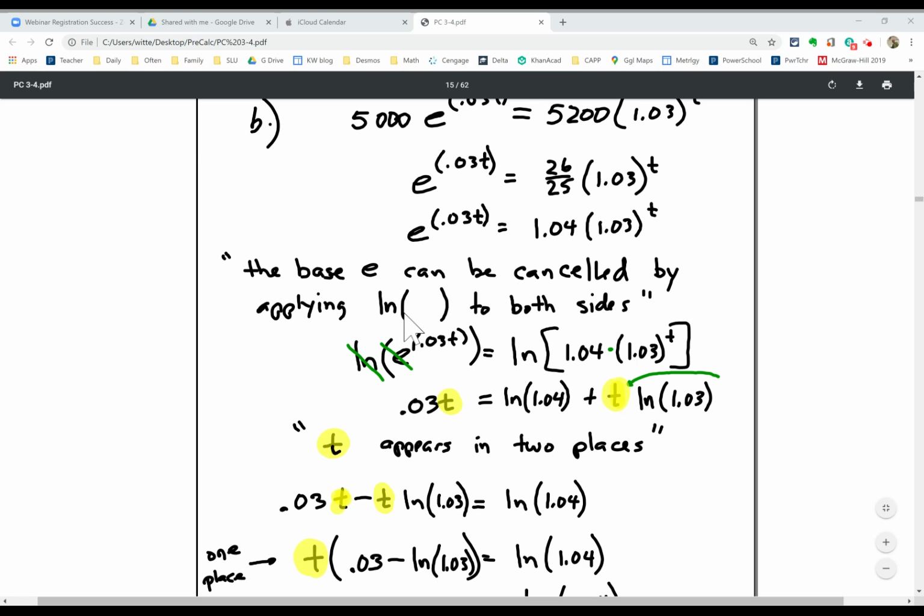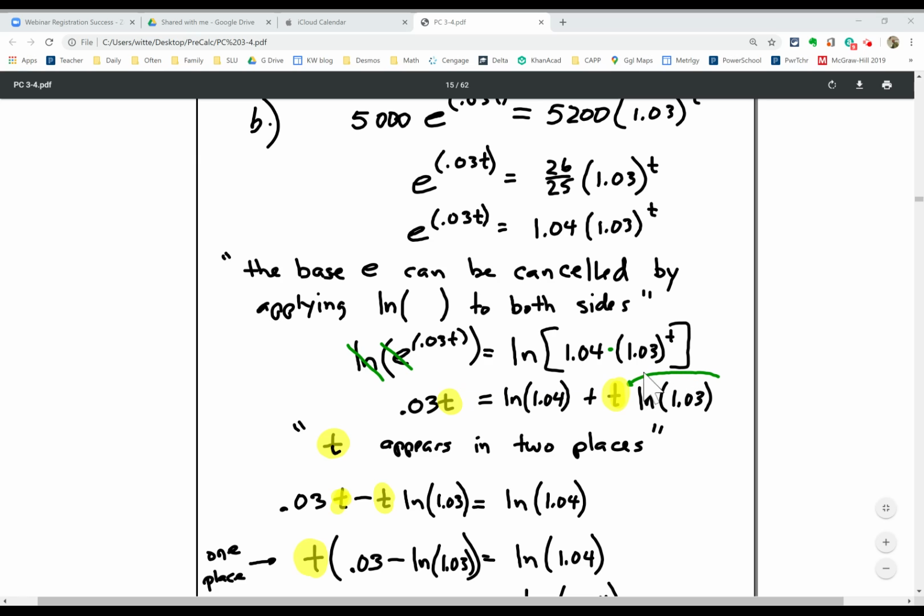We're going to undo the base e exponential on the left-hand side. We're going to take the natural log of both sides. On the left-hand side, we apply the natural log, and we have those inverse functions cancel each other out, and the exponent drops down to the normal line, and now we can see 0.03 times t. On the right-hand side, we're doing the same thing, but it's not quite as simple. We're taking the natural log of this product. Now, applying one of our three log properties, we take the natural log of 1.04 and add it to the natural log of 1.03 to the t power.